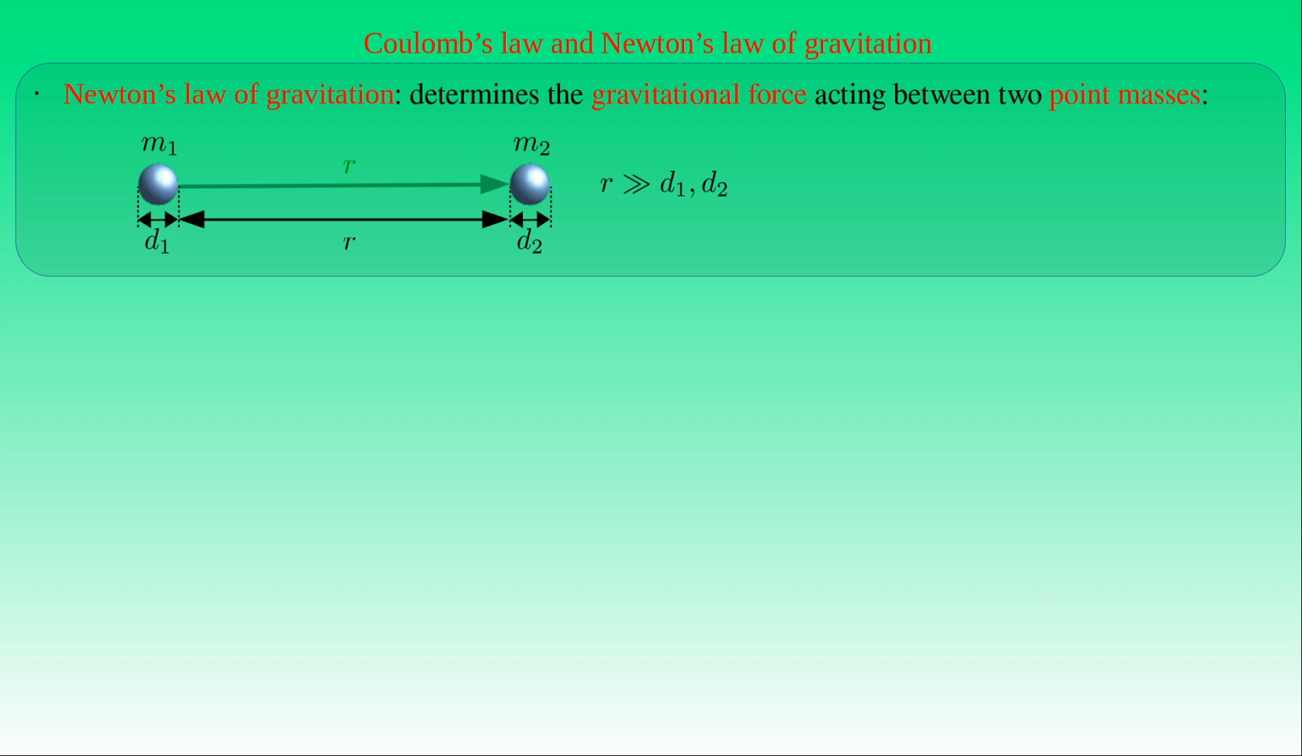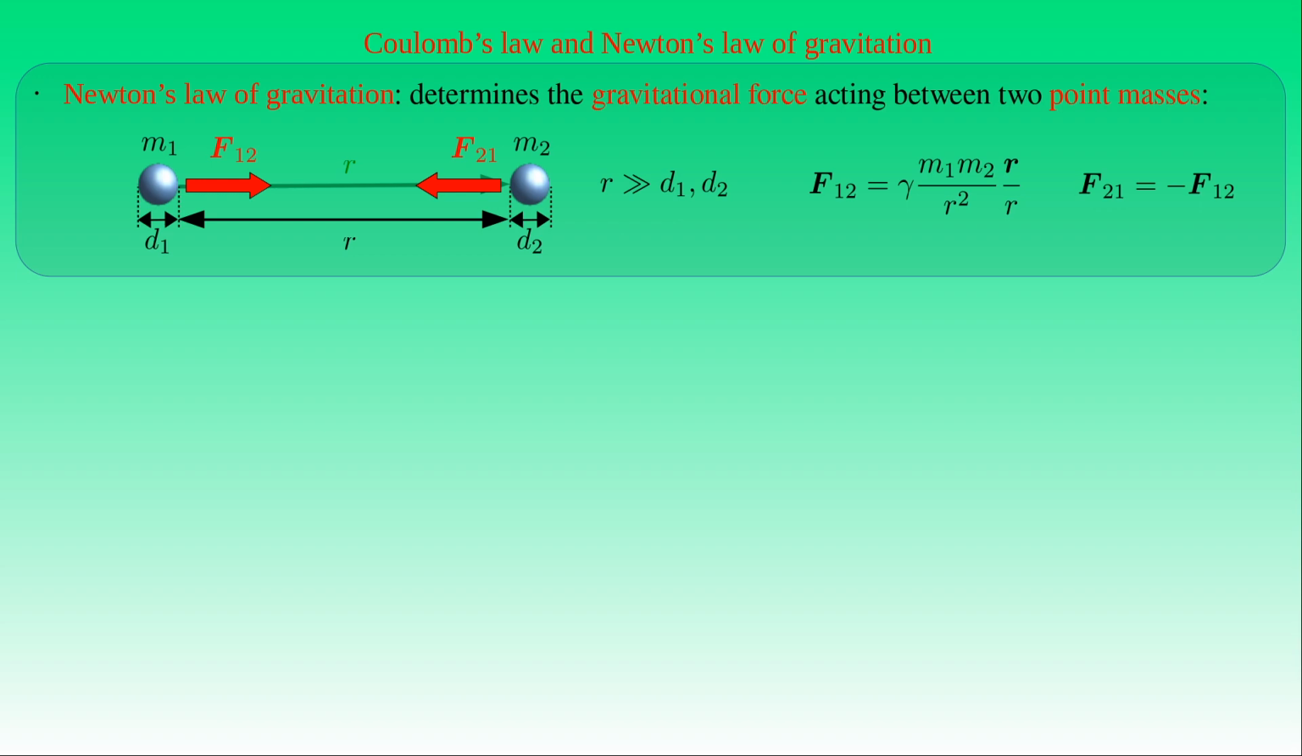Newton's law states that the gravitational force F12 exerted on the point mass m1 by the point mass m2 is given by the gravitational constant gamma, times the ratio of the mass m1 times the mass m2 to the square of the distance r, times the distance vector r divided by its length. The force F21 is just the opposite of the force F12, that is, F21 is equal to minus F12.